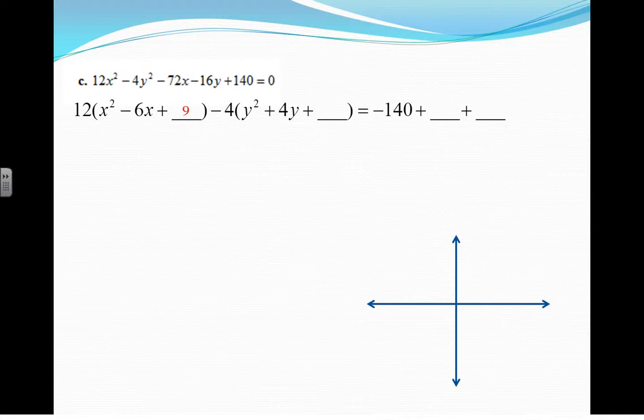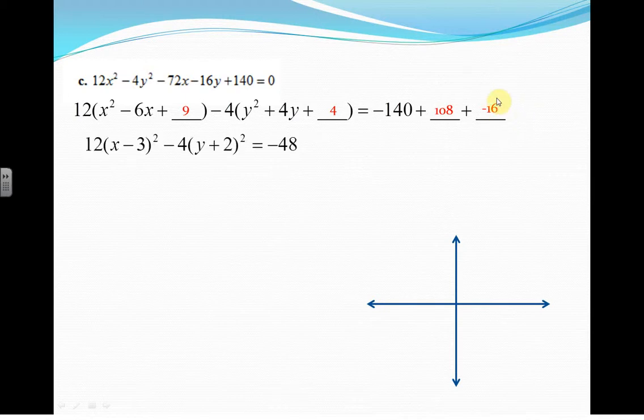Negative 6 divided by 2 is negative 3, squared is 9. Oh, sorry. Then don't forget it's 9 times 12, so 108 over on this side. 4 divided by 2 is 2. 2 squared is 4. 4 times negative 4 is negative 16. Be careful of that negative. That's a good one.